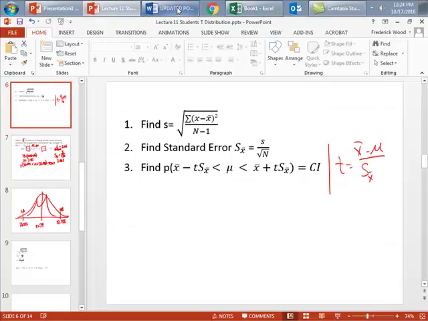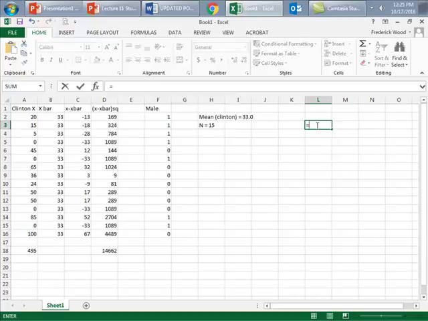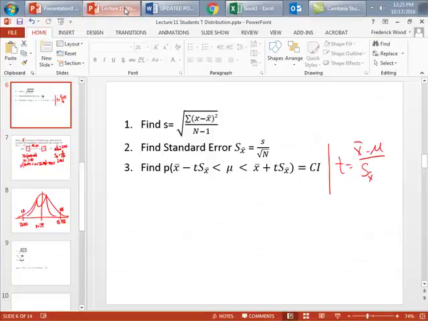N minus 1. All right, what's n minus 1? Okay, so I'm going to go over here a little bit. I'm going to do equals 14662 divided by 14. What am I going to do next? I got to do the square root of that. Okay, so I've done everything under the square root.